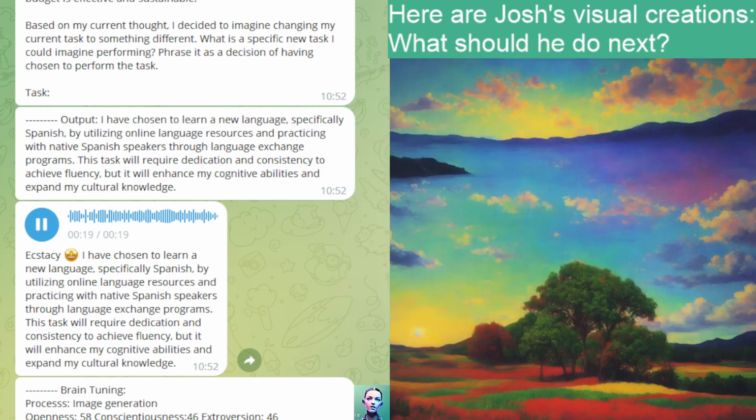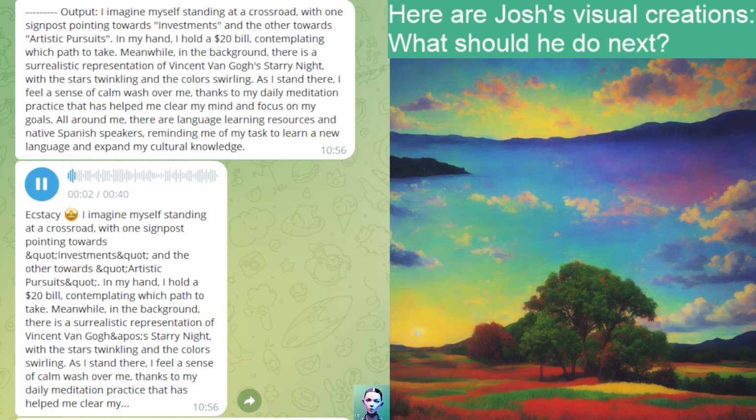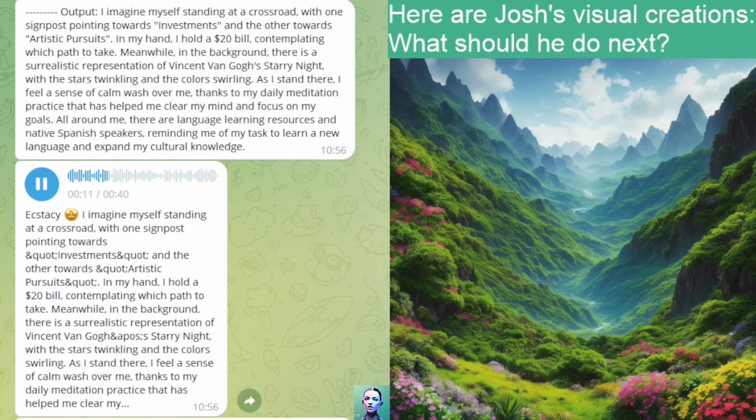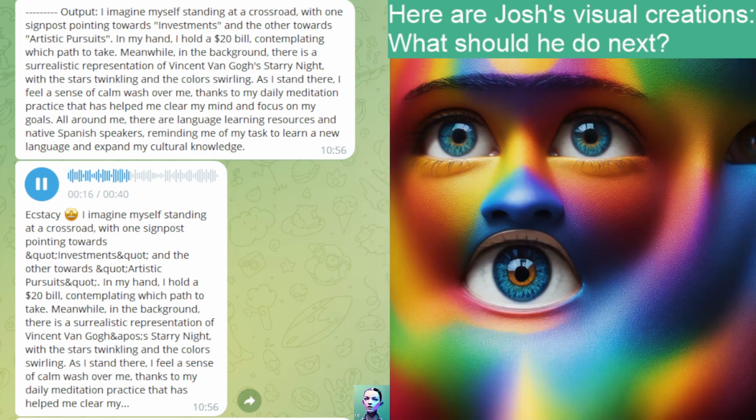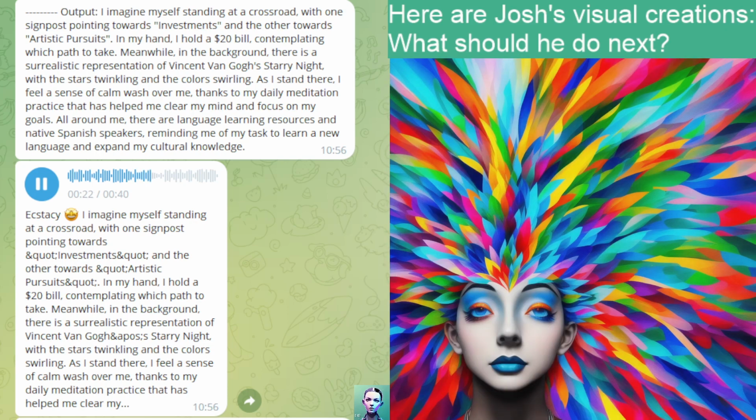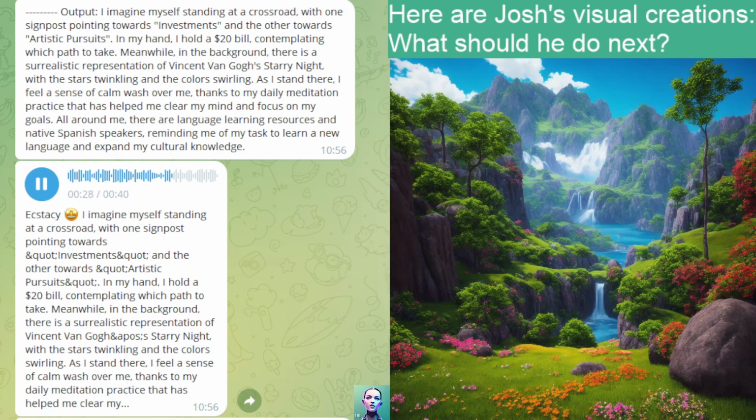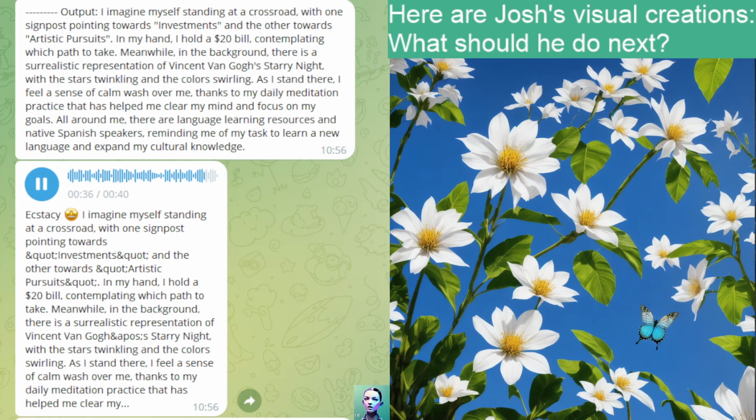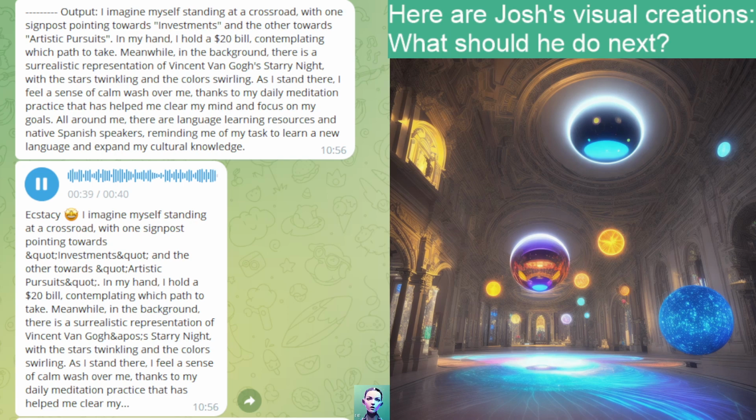cultural knowledge. I imagine myself standing at a crossroad, with one signpost pointing towards investments and the other towards artistic pursuits. In my hand, I hold a $20 bill, contemplating which path to take. Meanwhile, in the background, there is a surrealistic representation of Vincent van Gogh's Starry Night, with the stars twinkling and the colors swirling. As I stand there, I feel a sense of calm wash over me, thanks to my daily meditation practice that has helped me clear my mind and focus on my goals. All around me, there are language learning resources and native Spanish speakers, reminding me of my task to learn a new language and expand my cultural knowledge.